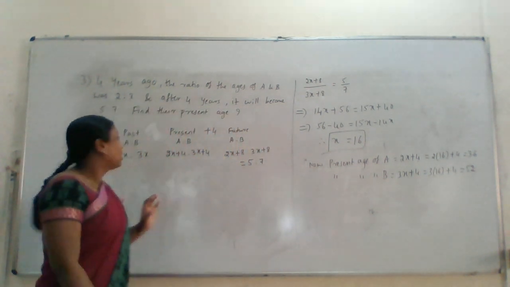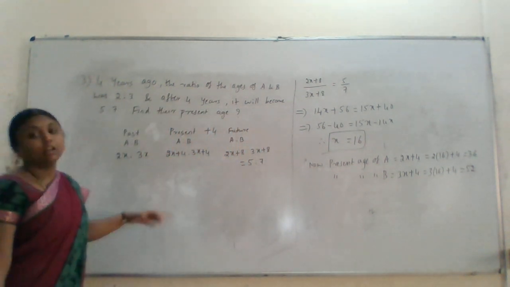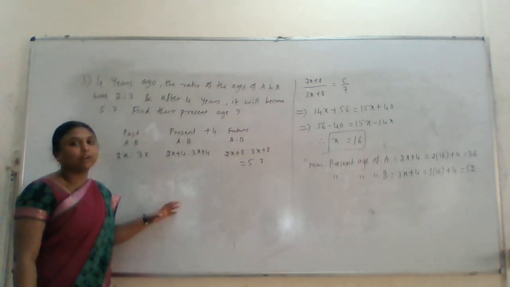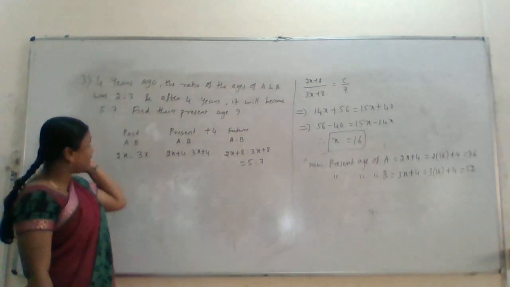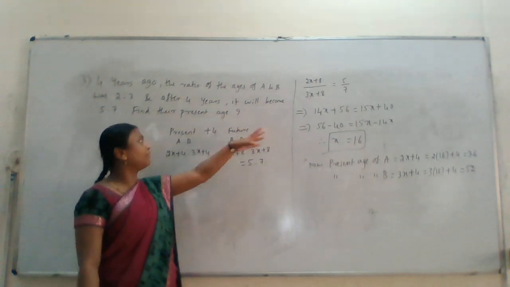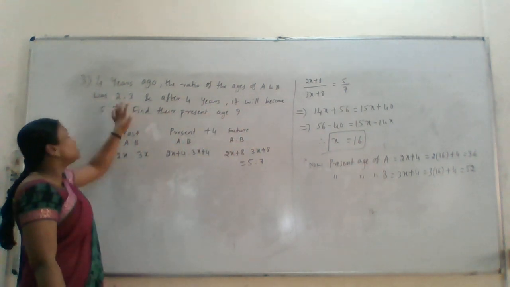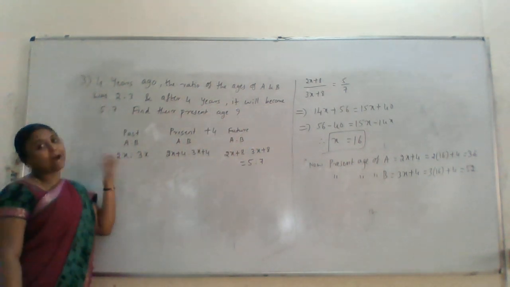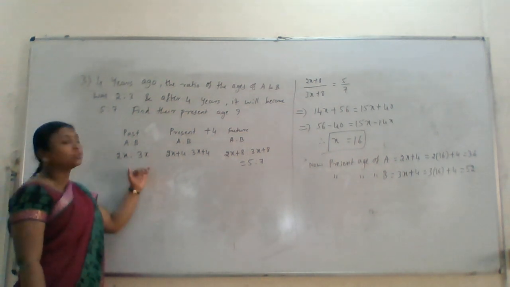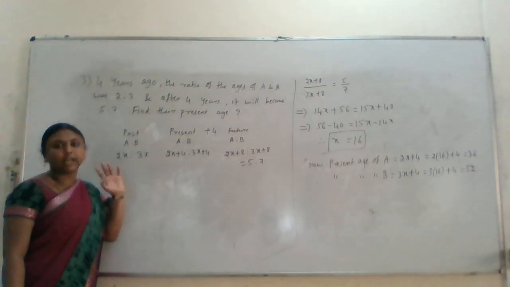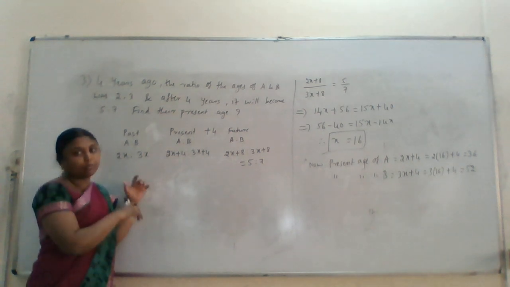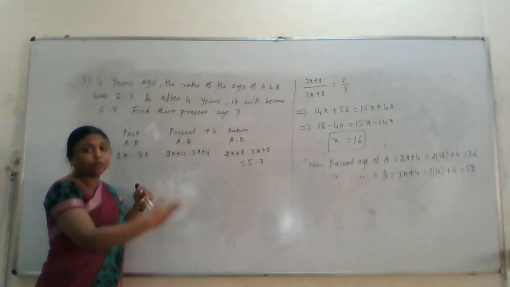Okay. So I'll repeat this once again. Try to understand the problem first. See here, 4 years ago, the ratio of the ages of A and B was 2:3. You can write it as 2x is to 3x. Okay, 4 years ago means for the present age, 4 is added.